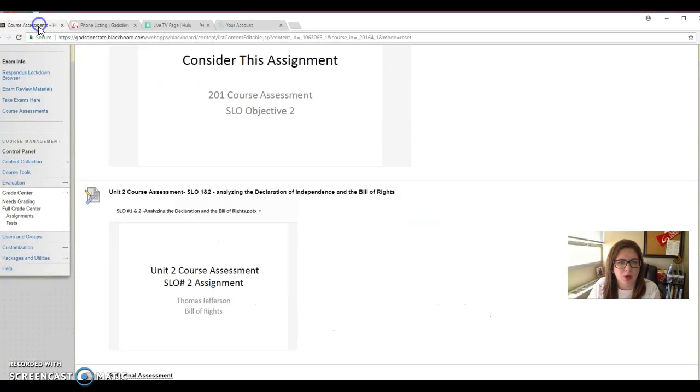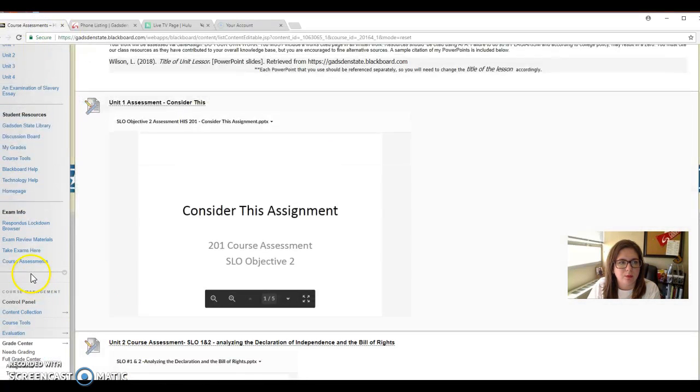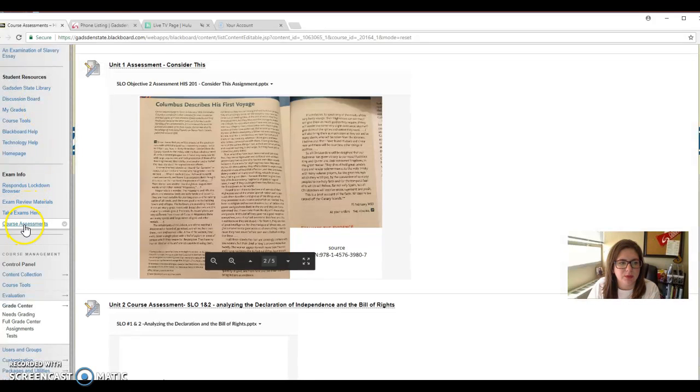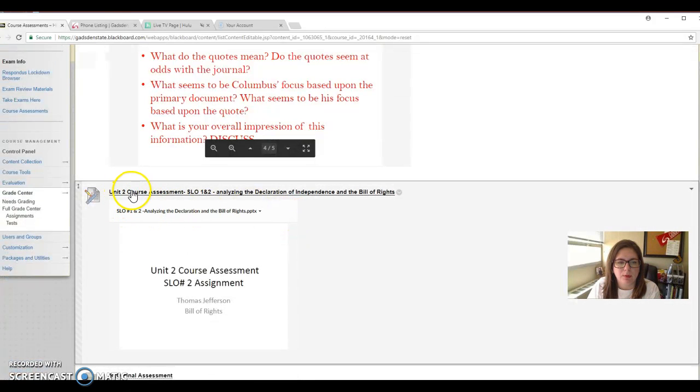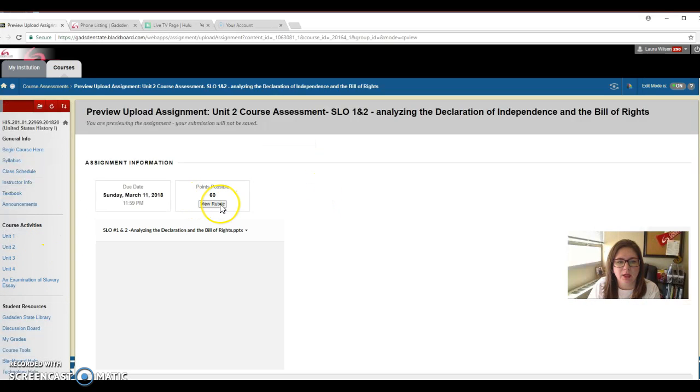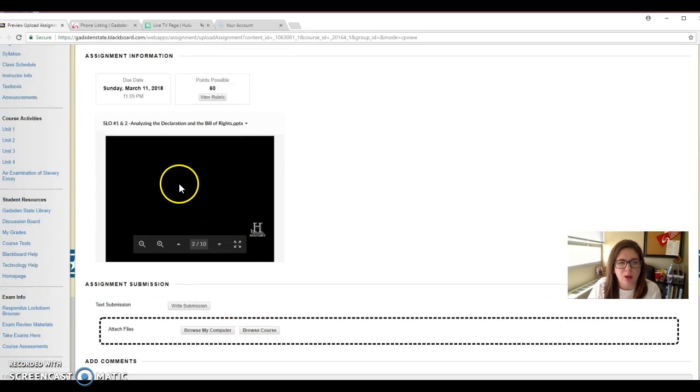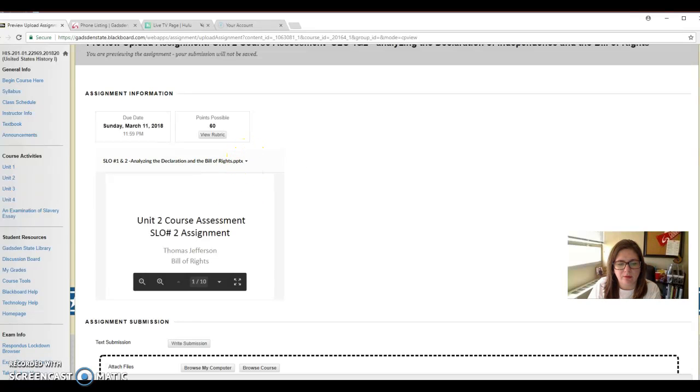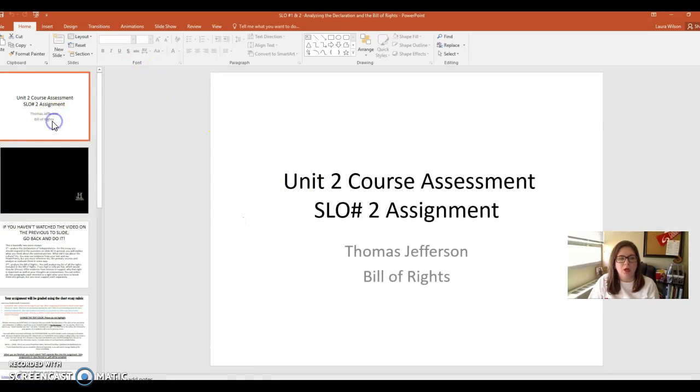So if you will go to your course assessments, you'll see Unit 2 course assessment, Declaration of Independence, and Bill of Rights. If you click on it, you can view the rubric here and you see the due date. It's going to probably be Wednesday, but you can click here to view the rubric. And this is where you can download the PowerPoint. Now, I've already downloaded it, and so I want to go over it with you.